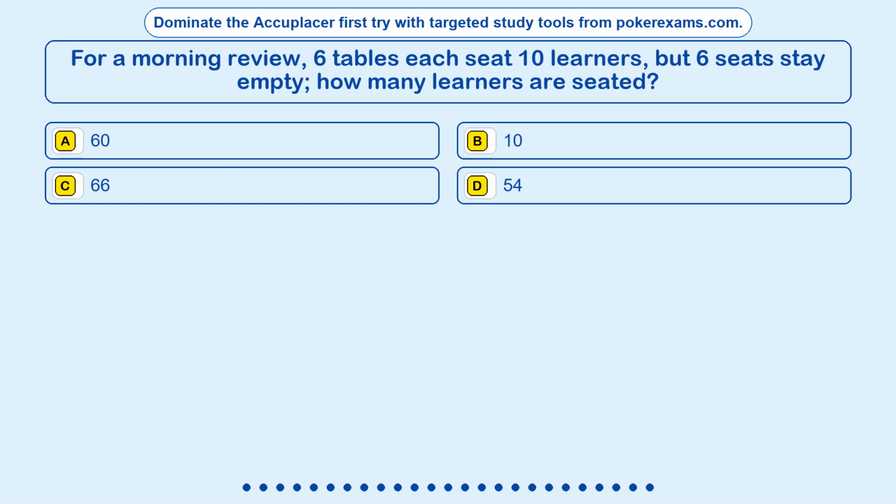Question 1. For a morning review, 6 tables each seat 10 learners, but 6 seats stay empty. How many learners are seated? Option A, 60. Option B, 10. Option C, 66. Option D, 54.